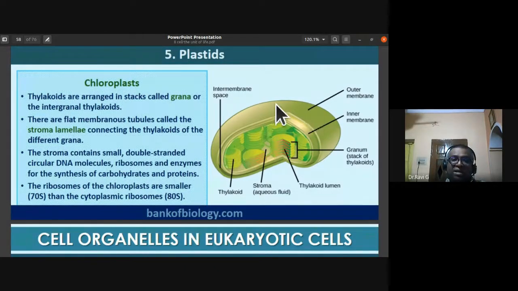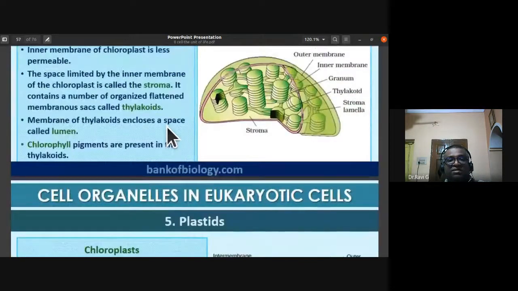As of now, in the chloroplast, you should remember they have two membranes, outer membrane and inner membrane. The inner membrane encloses a space called stroma. Within the stroma, you find numerous organized flattened membranous sacs, which we call thylakoids. The membrane of the thylakoid encloses a space called lumen. So there is a space within this thylakoid, which we call lumen.